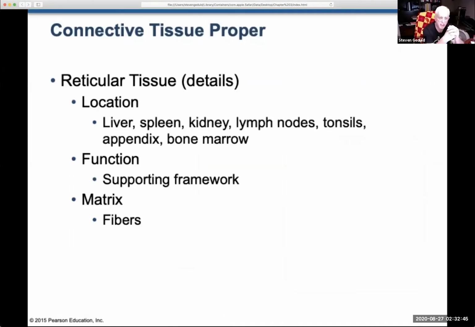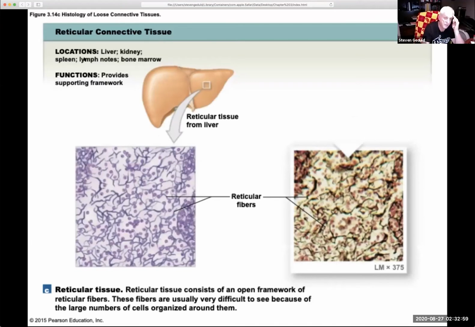The reticular tissue. Reticular tissue is your liver, spleen, kidney, lymph nodes, tonsils, appendix, and bone marrow. Functions as a supporting framework. Okay, and again, the matrix of this is also fibers. It's found in the liver, kidney, spleen, lymph nodes, and bone marrow. And you can see all the reticular fibers inside this picture from the liver.